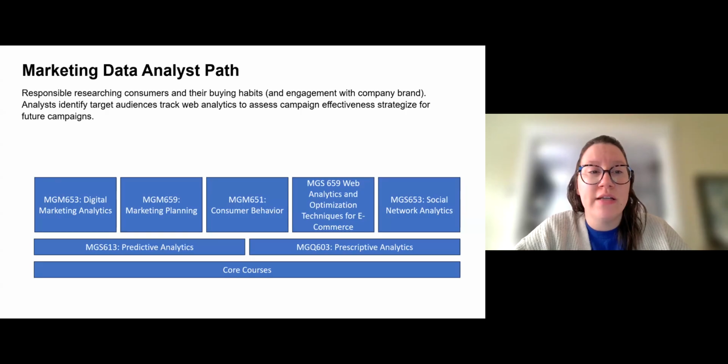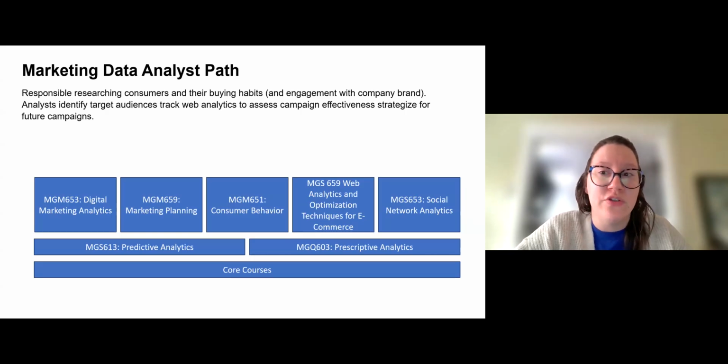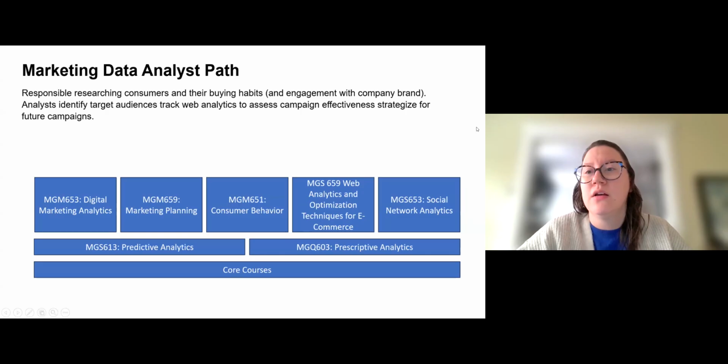And then for our electives, we have digital marketing analytics, marketing planning, consumer behavior, web analytics, and optimization techniques for e-commerce, and social network analytics. So again, similar to some of the other programs, we do have a master's in marketing, so we have a lot of different courses here.